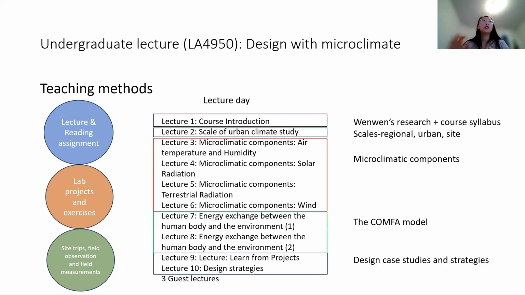For the lectures, first I talk about what this course is about, then talk about my research, and then we start to talk about the scale of urban climate study. Then we spend 4 or 5 more weeks talking about microclimatic components, and use 2 lectures on the COMFA model, and 2 more lectures talking about design strategies, and then 3 more guest lectures.